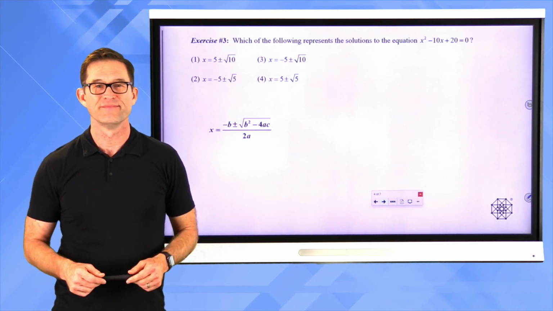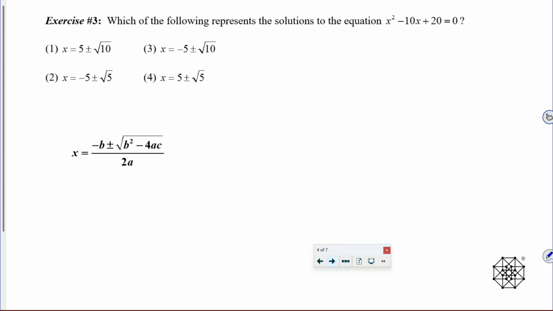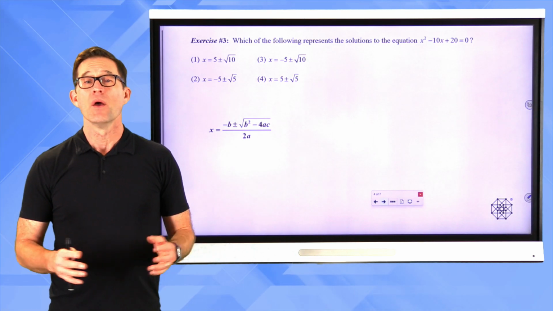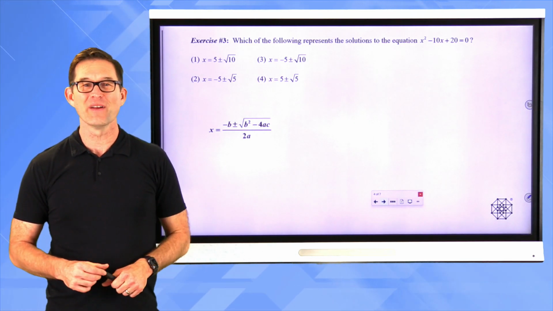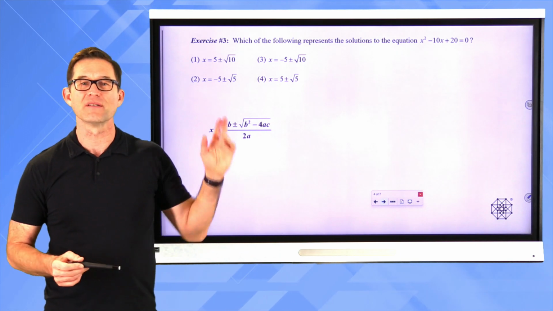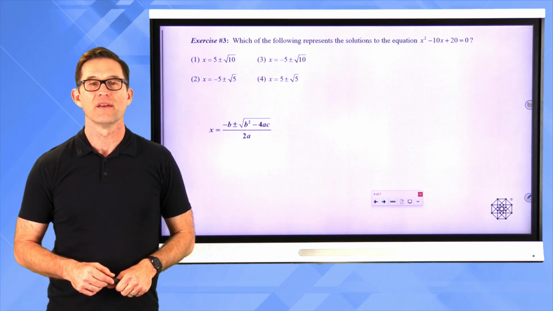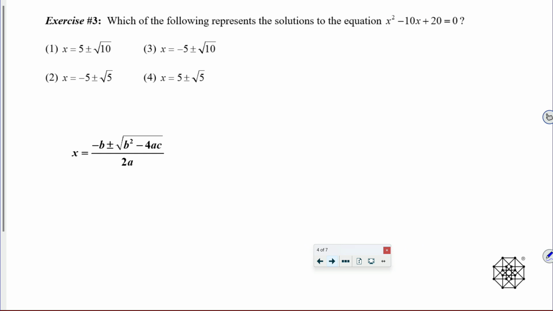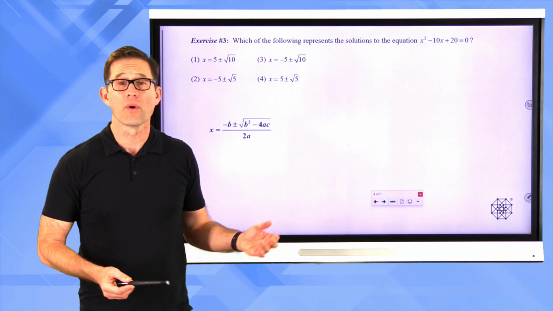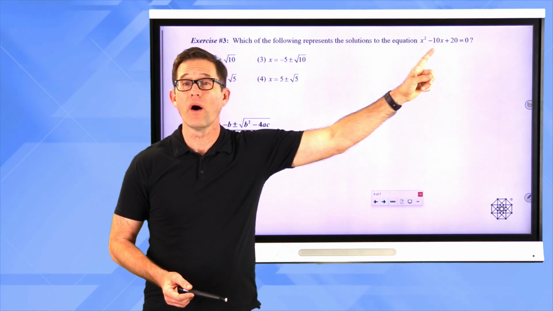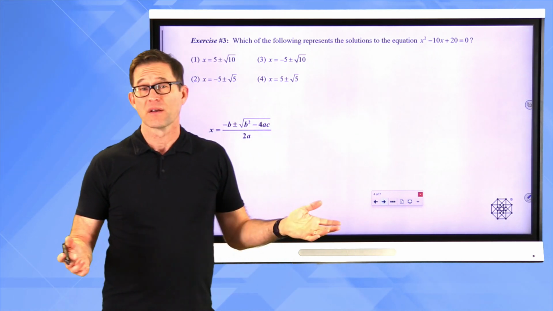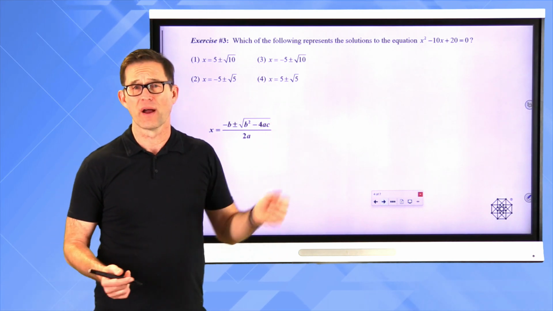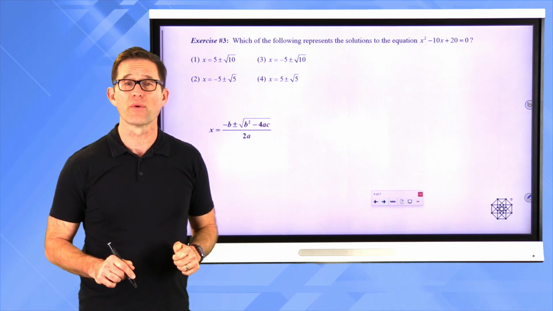Exercise number 3. Which of the following represents the solutions to the equation x squared minus 10x plus 20 is equal to 0? All right, well, I've got the quadratic formula just sitting there written. Why don't you go ahead and see if you can use it to figure out which of these four choices is correct. And again, this is another one where because the leading coefficient is equal to 1 and because b is even, completing the square would work great to figure out the right choice. But let's use the quadratic formula.